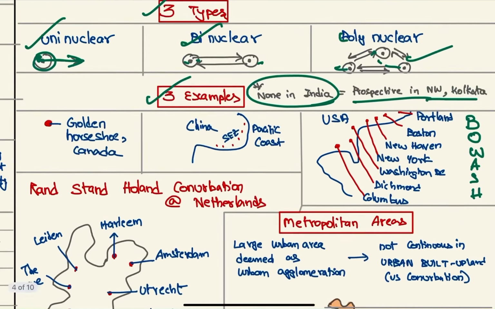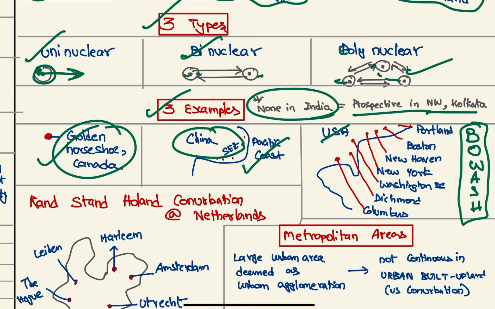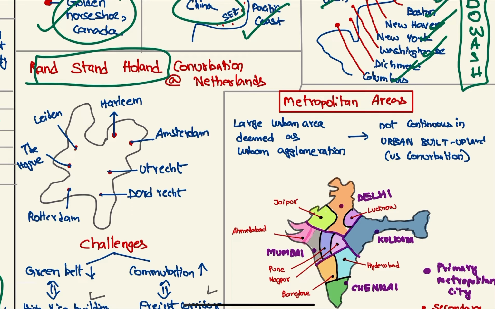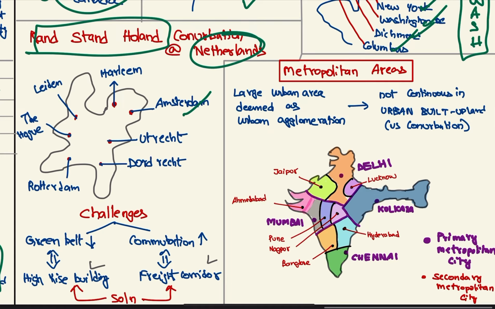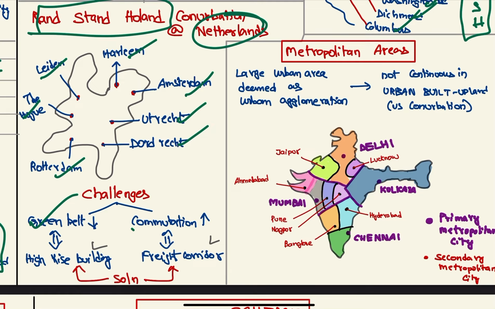Now coming to the world conurbations, we have the Golden Horseshoe conurbation in Canada, a conurbation on the Pacific coast, and the most important one, the Boswash conurbation of the USA. We have Portland, Boston, New Haven, New York, Washington DC, Richmond. Next, the Randstad Holland conurbation in the Netherlands. It has Amsterdam, Utrecht, Dordrecht, Rotterdam, The Hague, Leiden, and Haarlem. There were two challenges basically: disappearance of green belts and increasing commutation. This was solved by increasing living space via high-rise buildings and construction of freight corridors.